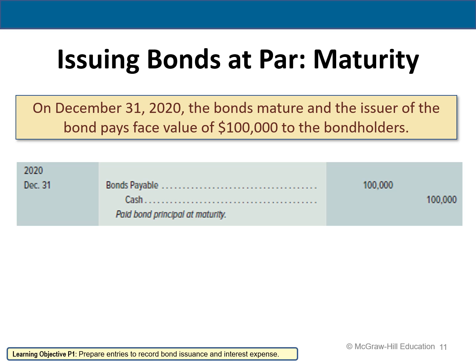All right, so issuing bonds at par. When it comes time for the maturity of that bond that you issued at par, here's how this works. On December 31st, 2020, the bonds mature, and the issuer of the bond pays the face value to the bondholders. So we're going to reduce our bond payable. We originally credited $100,000, right? So to reduce it, we debit for $100,000. We credit cash for $100,000. Okay.